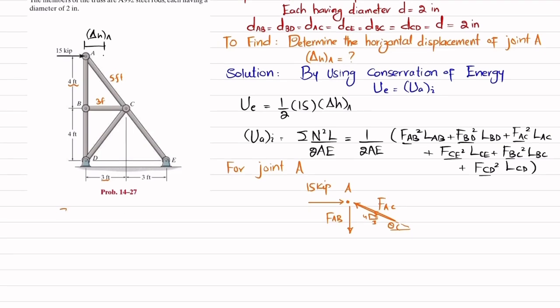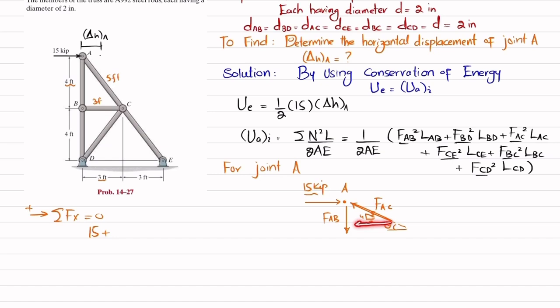We'll apply the first equation of equilibrium, that the sum of all forces along the x direction must be equal to 0, and force in this direction is taken as positive. The 15 kips load is applied in the positive direction, and the other force applied is the horizontal component of FAC, in this direction, and it will have 2 components. Let me draw these 2 components by using another color. One component will be this one, and the other component will be vertical. This component will be equal to FAC cos theta, and the vertical component will be equal to FAC sine theta. From this right angle triangle, cos theta is equal to 3 over 5, and sine theta is equal to 4 over 5.